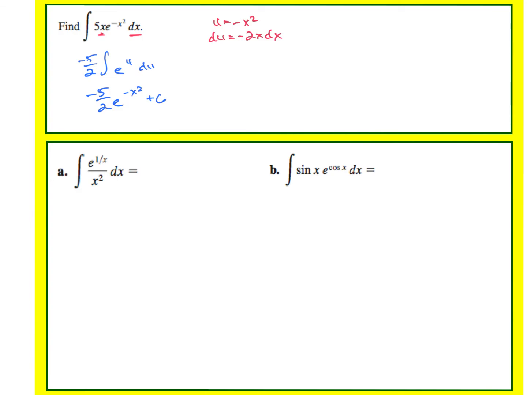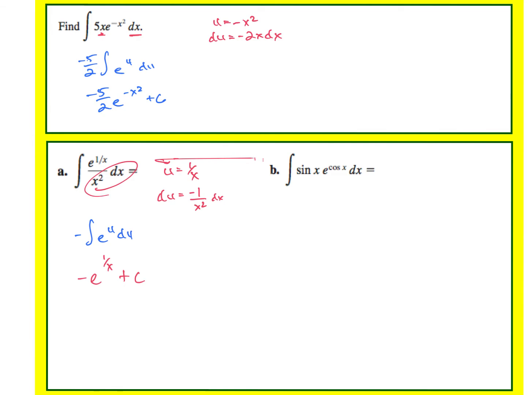All right, let's look at A. What could I make my u? 1 over x. If I make my u 1 over x, what's my du? Negative 1 over x squared dx. Does it cover what I need it to cover? Sure does, really nice. However, what needs to be brought out front? A negative. So now I have a negative integral e to the u du. And what would my antiderivative be? A negative e to the 1 over x plus c.